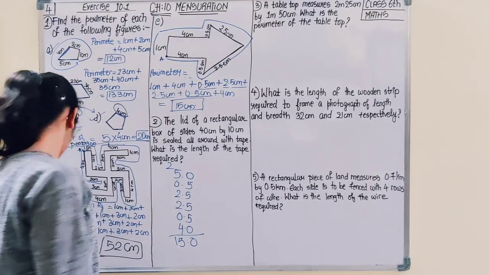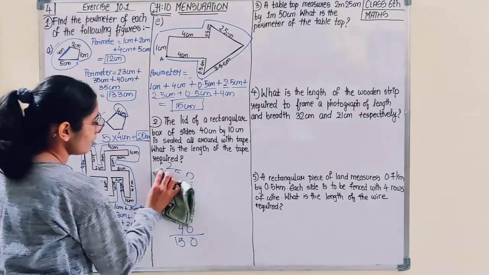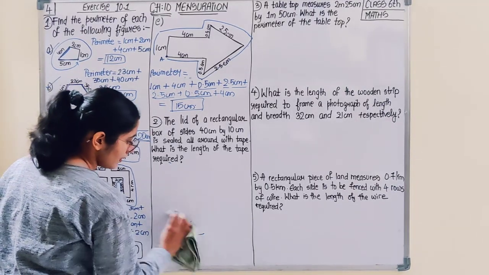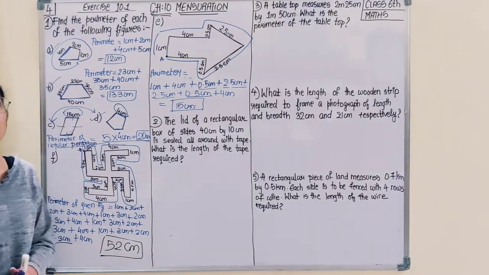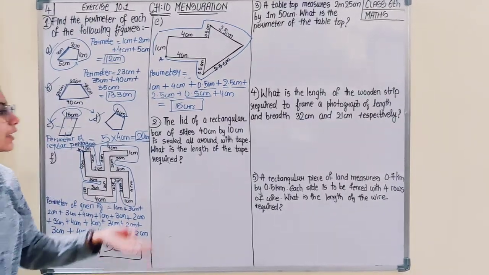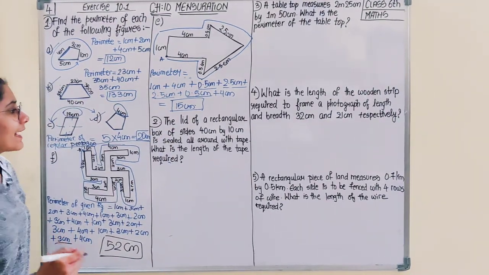Okay, just a minute. Moving down to next question. So this was the first question. We have finished the sub-questions of the first question. Moving on to second question which says, the lid of a rectangular box.